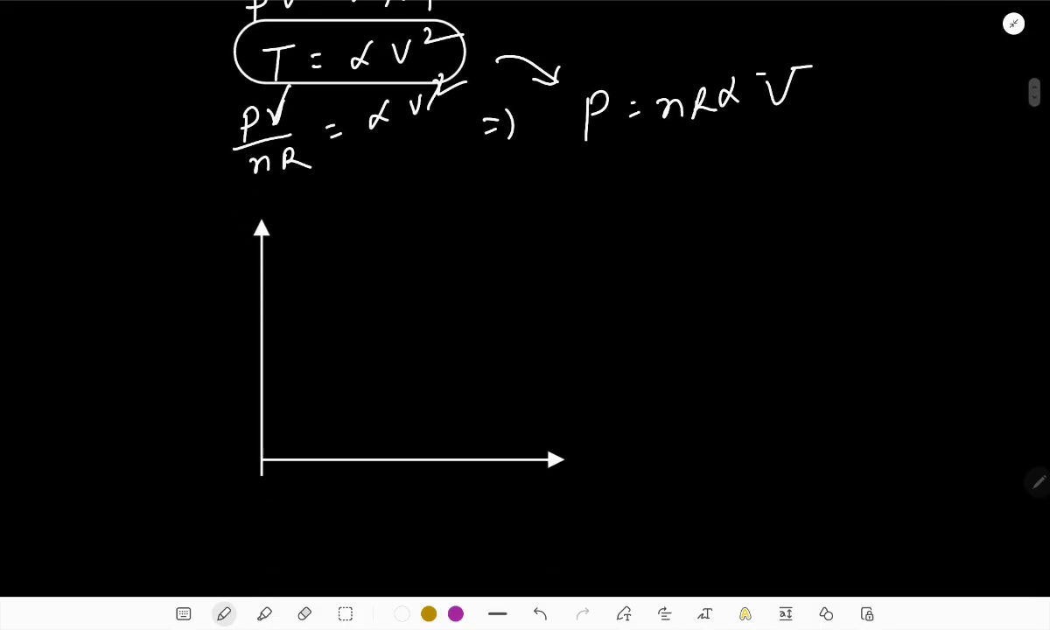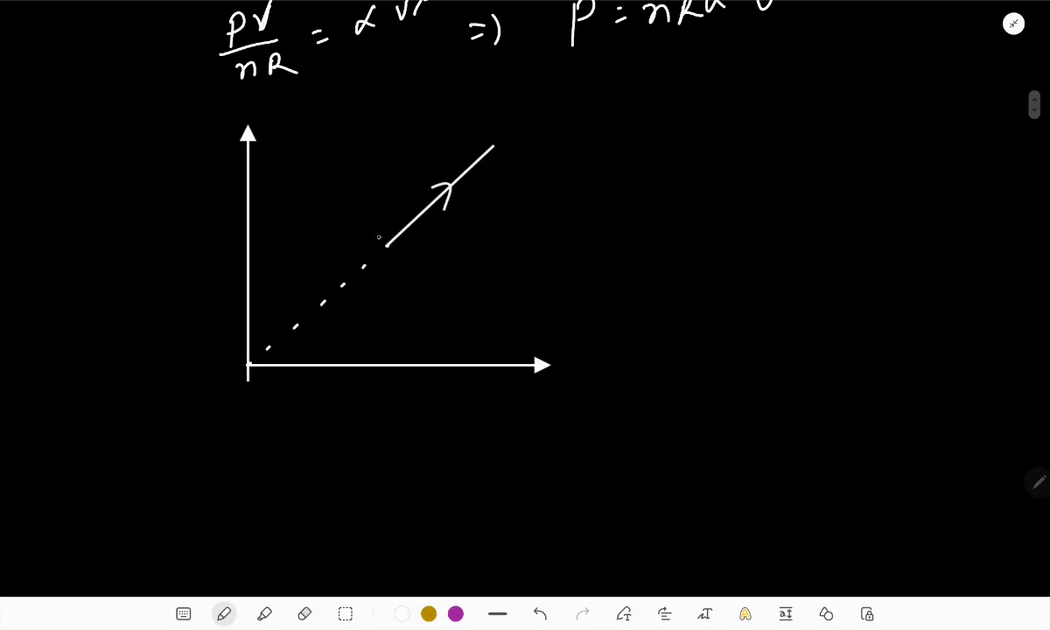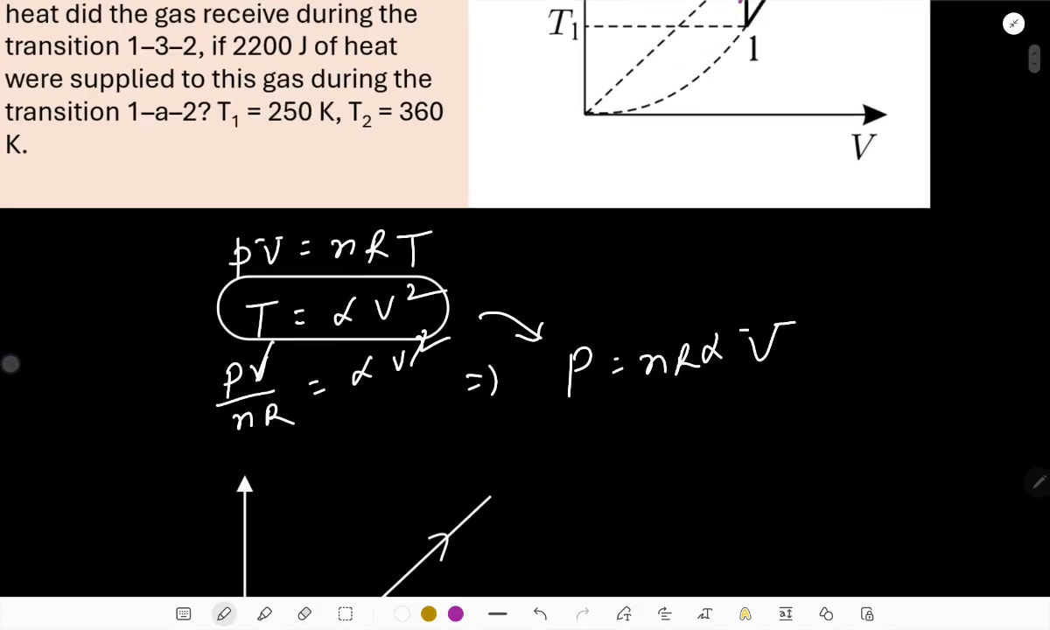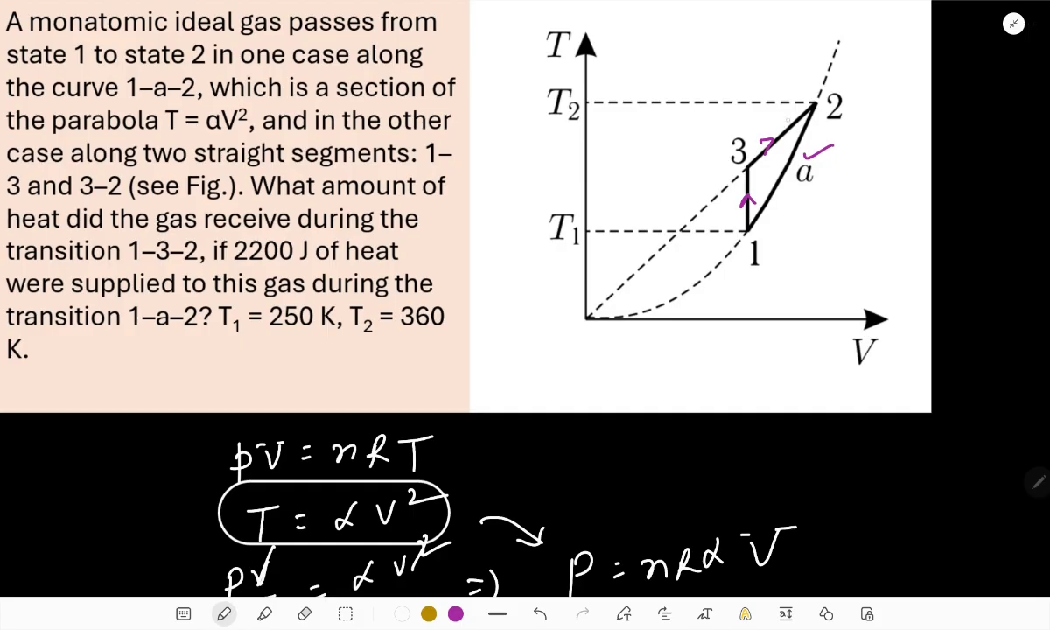So I would like to draw a PV diagram for this, passing through the origin, and this is going to be a straight line passing through the origin. Next, I would like to draw the process 1 to 3, which is V equal to constant, so it's simply this, but I don't know how much length I should provide. And this is the 3 to 2 process, where T is directly proportional to V.